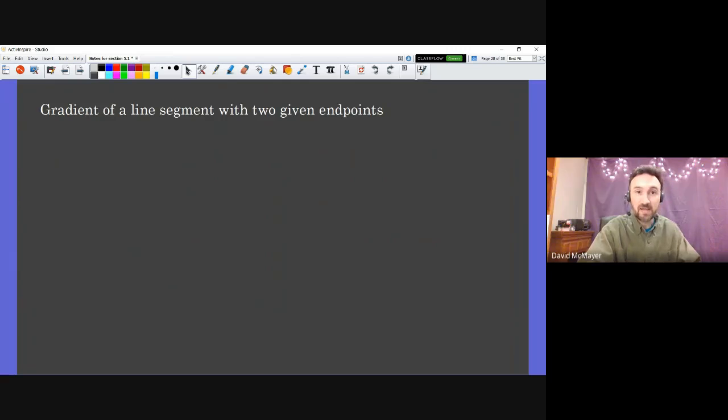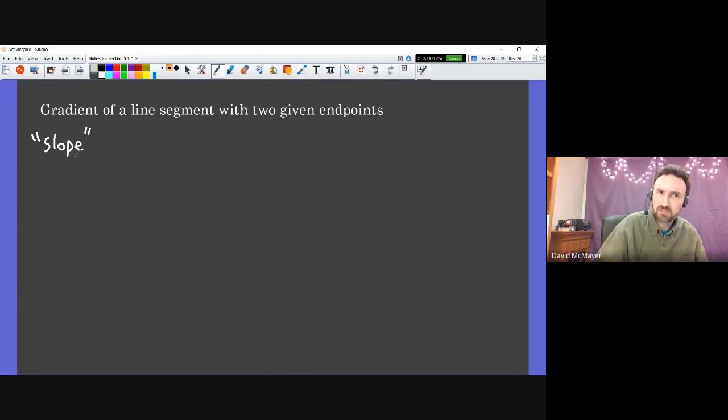Let's talk about gradient of a line segment with 2 given endpoints. So now we're moving on to the third and final section here. So the gradient of a line segment with 2 given endpoints. We can talk about this in terms of the slope. I think maybe that's another term that you've heard before. Usually, gradient is just another way of saying that.